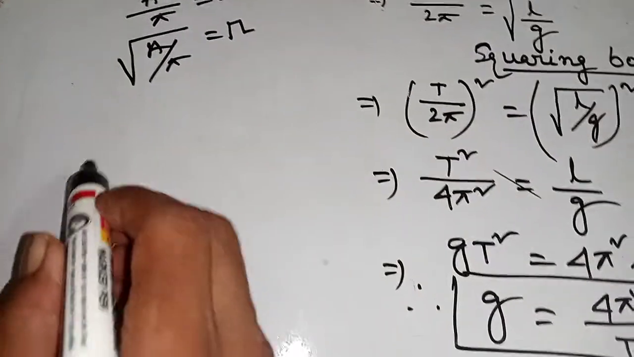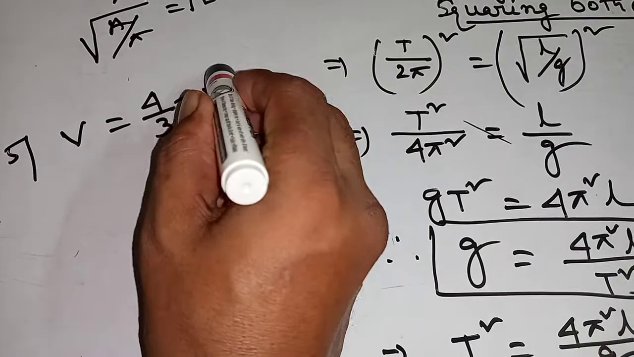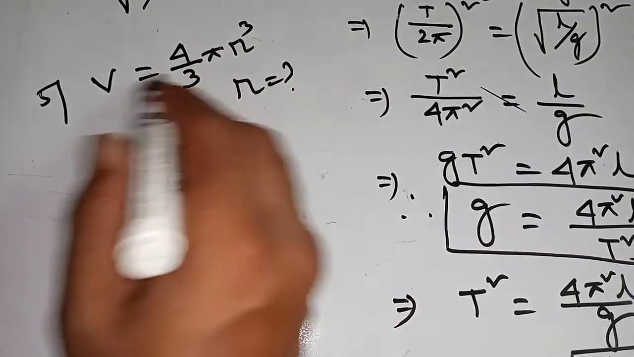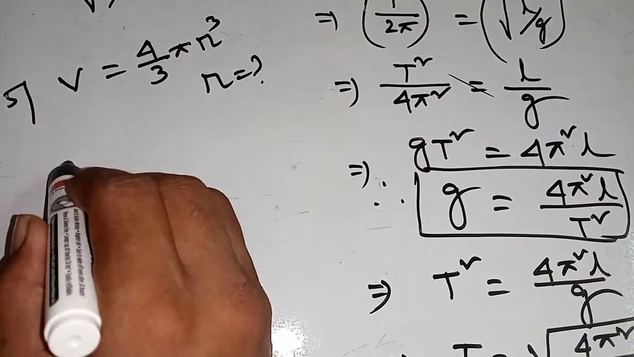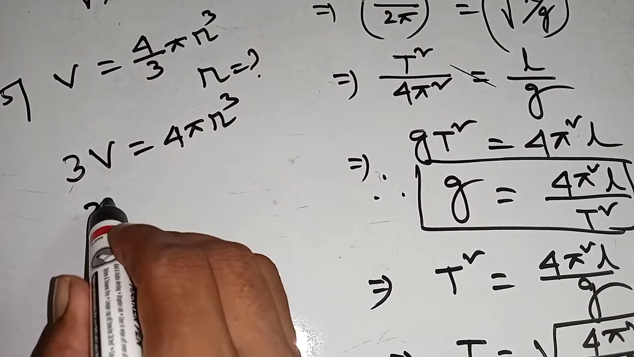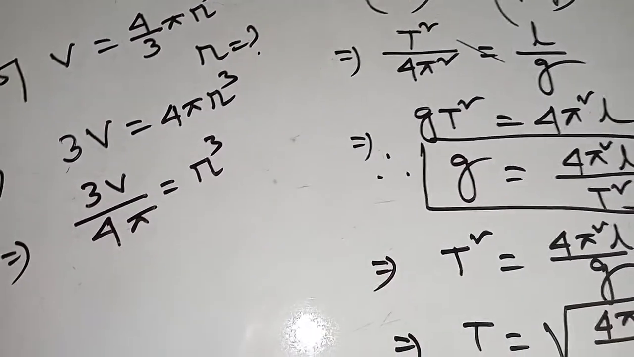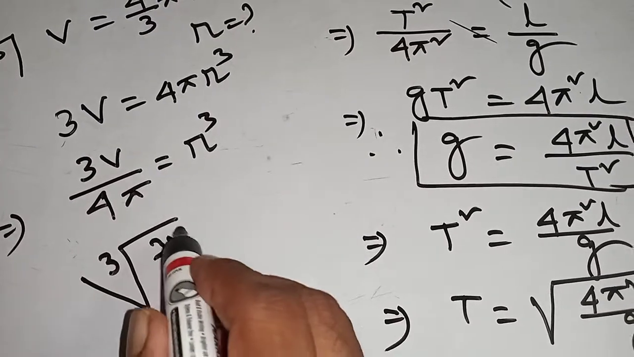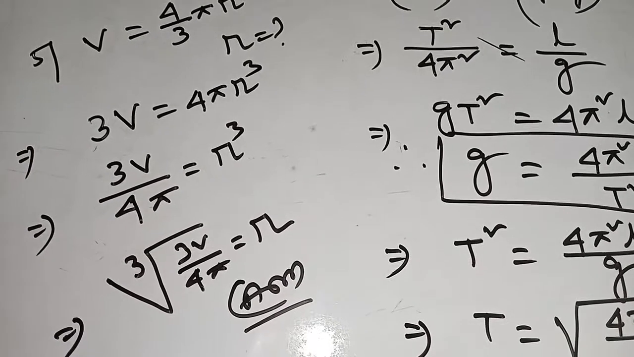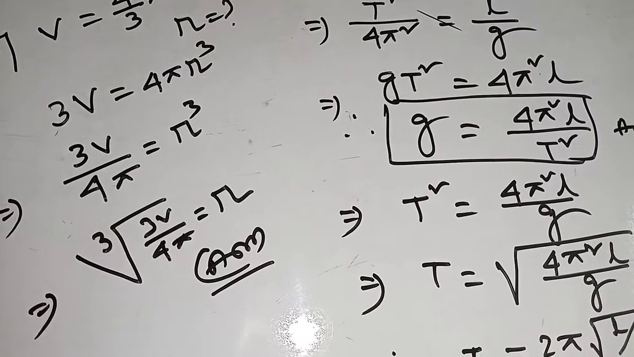Now another, V equal to 4 by 3 pi r cube, make r the subject. At first it will be 3V equal to 4 pi r cube, then 3V by 4 pi equal to r cube. Then cube root under 3V by 4 pi equal to r. This is the answer. r cube equal to this one, then r will be cube root under 3V by 4 pi.